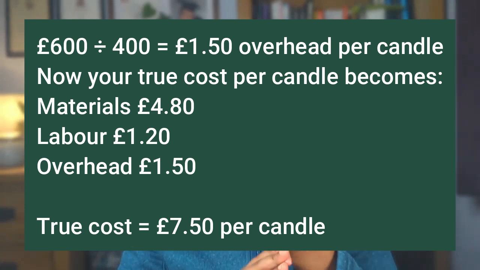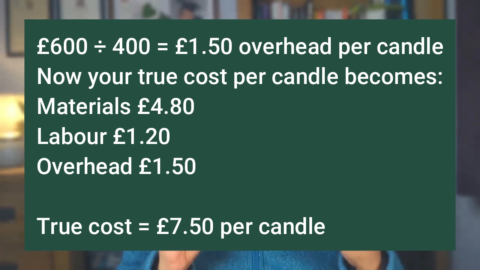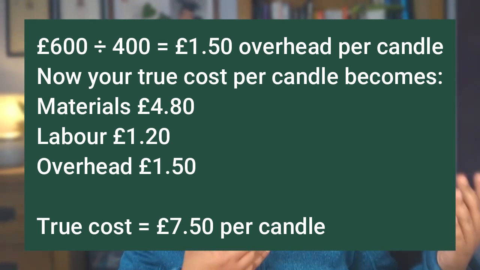So follow this rule. Overhead should be allocated using realistic expected sales, not your absolute maximum output. So let's use 400 candles per month as a realistic sales level for this example. Overhead per candle, so you have £600 divided by 400, and that's £1.50 overhead per candle. Now your true cost per candle becomes materials at £4.80, labor at £1.20, and then overhead at £1.50. So the cost of that one candle is £7.50.